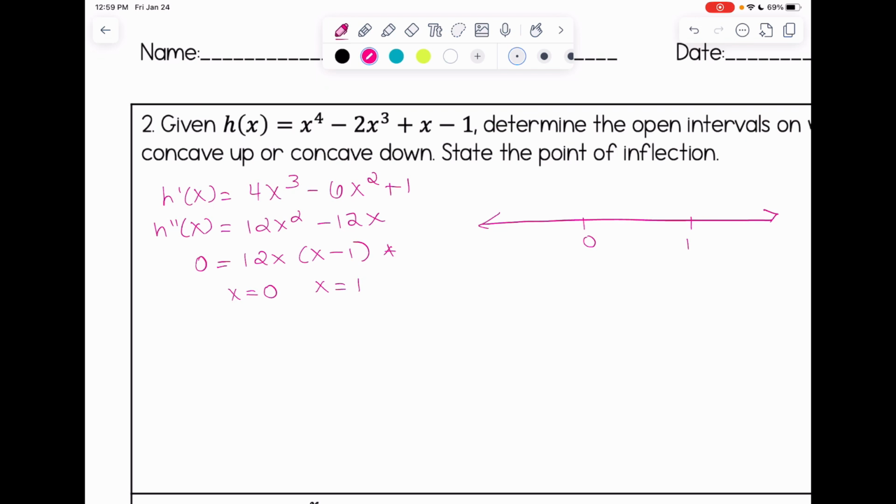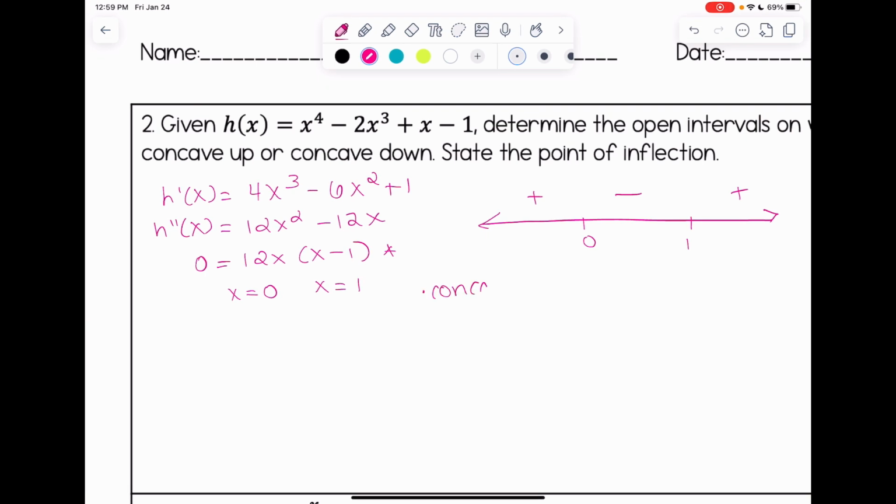All right, when I plug in a test value from negative infinity to 0, let's say I plug in negative 1, I get a positive. If you need more time to complete each test for any of these questions, you can always pause the video and then resume when you're ready to check your work. From 0 to 1, let's say I pick a half as a test value. When I do, I get a negative. And let's say I pick 2 as my final test value. I have a positive over here.